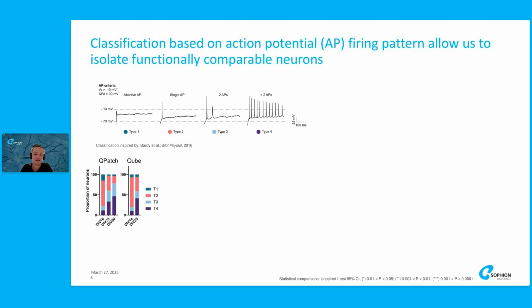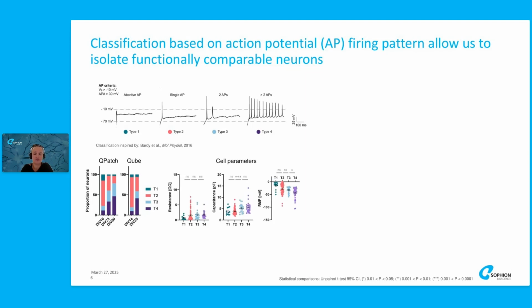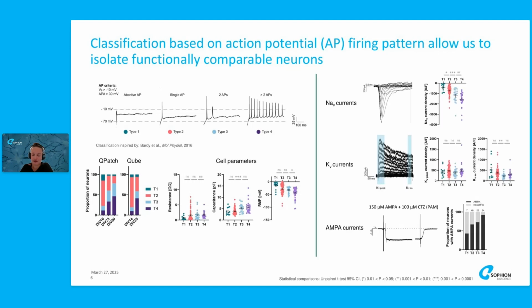We can also look at the membrane or the cell parameters that are recorded in the different neuron types. So in the graph in the middle, you can see that the more mature neurons are slightly larger. They have a slightly higher capacitance, and as might be expected, on the right, they have a lower resting potential. Then when we look into the ion channel measurements in the different neuron types, we can see that the more mature neurons have a significantly higher sodium current density and a slightly lower steady state potassium current density as compared to the less mature neurons. And when we look at the AMPA-mediated currents, we can see that we can record these currents in a higher proportion of the more mature neurons.